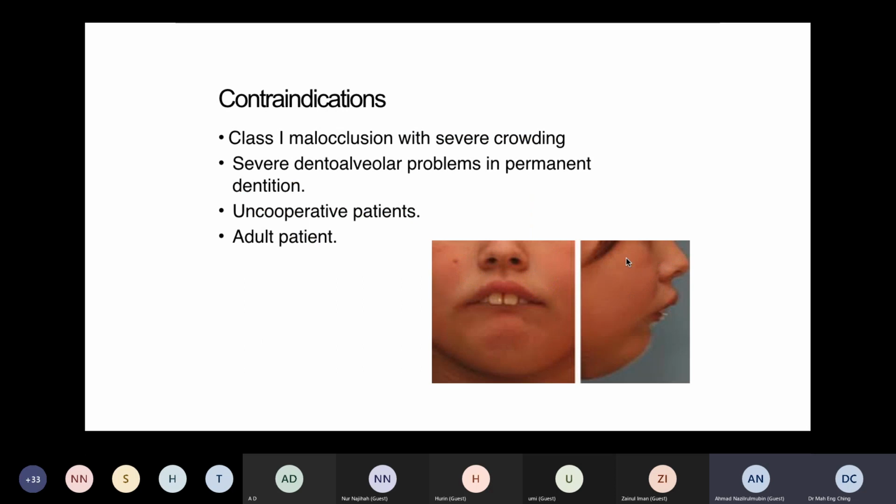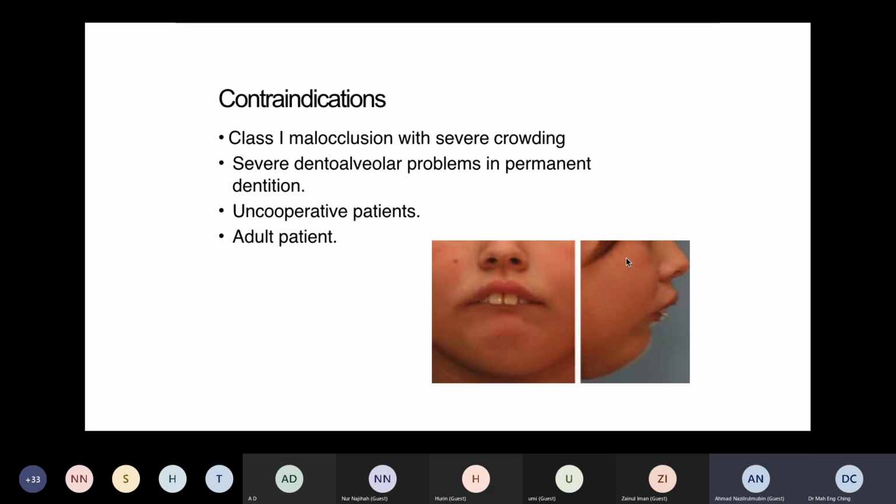So what are the contraindications for these myofunctional appliances? Class 1 malocclusion, like I said, we usually deal with Class 2 for myofunctional, and orthopedic most of the time Class 3. A Class 1 malocclusion with severe crowding is best dealt with fixed appliances, because crowding cannot be solved by myofunctional. Myofunctional mainly moves the lower jaw forward or brings the upper teeth back. But when it comes to crowding, myofunctional cannot solve it.